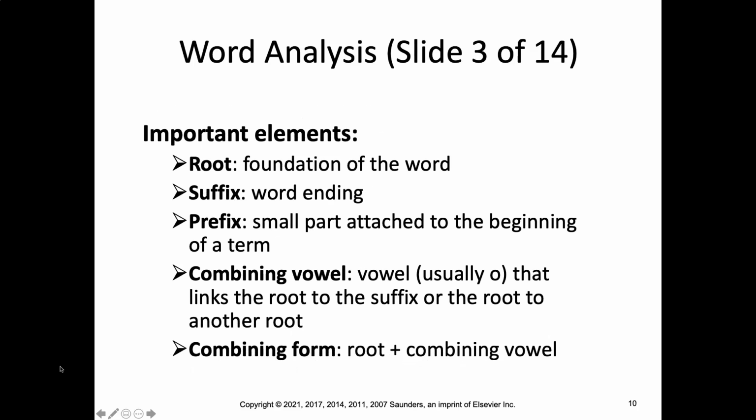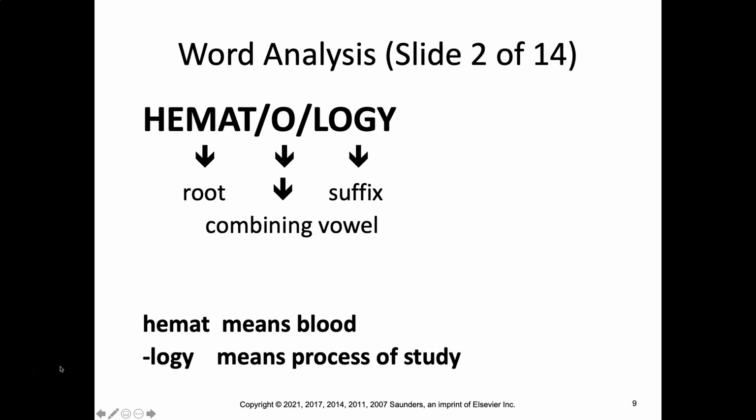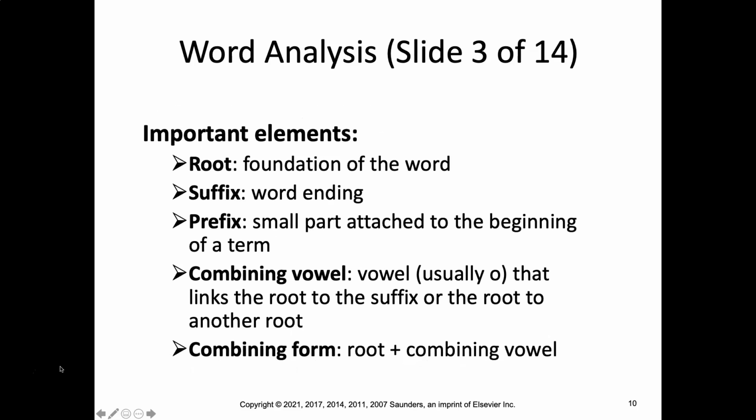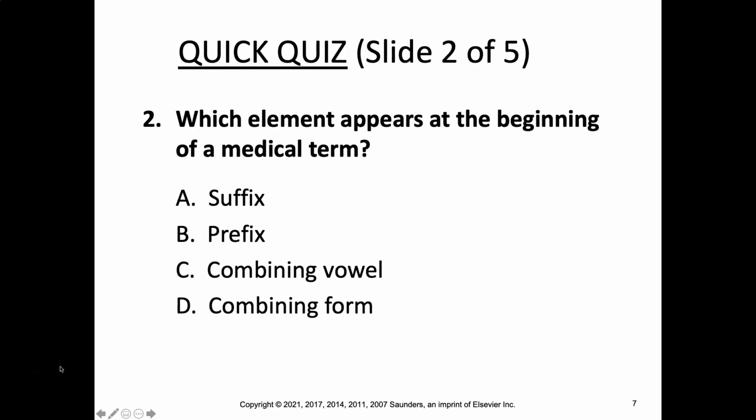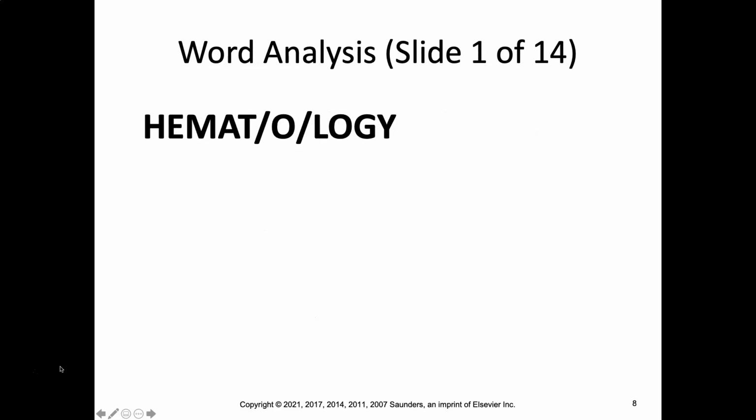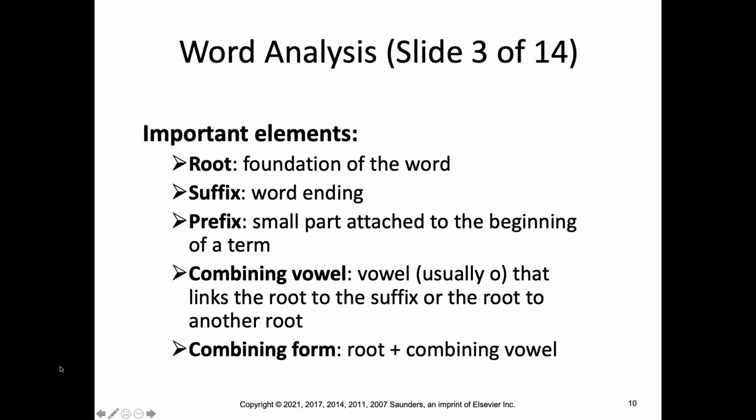So let's talk about these. The root is the foundation of the word. So if we go back to hematology, you see there's a root there. That is the foundation of the word. A suffix is the word ending. A prefix is the beginning. So if you go back to our question here, which is the beginning, you now have the answer for that if you weren't aware of that to begin with. So the prefix goes before the root, the suffix goes after the root. And in between are combining vowels. And again, they're usually O.